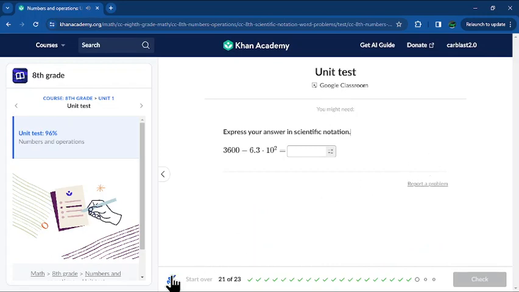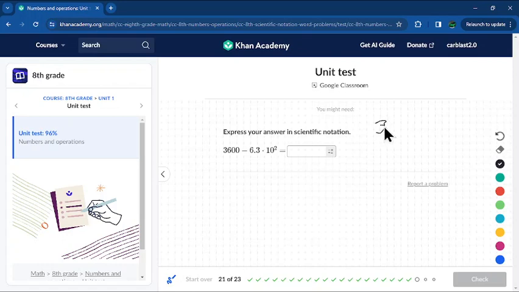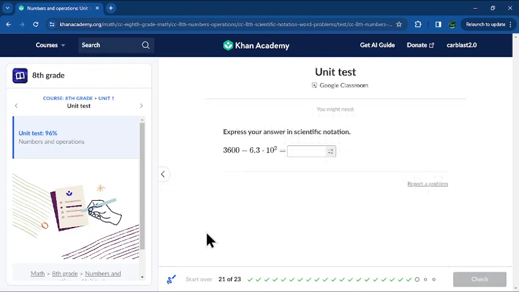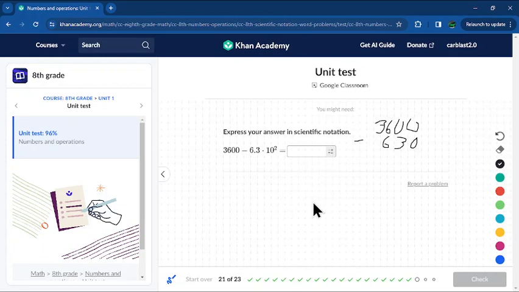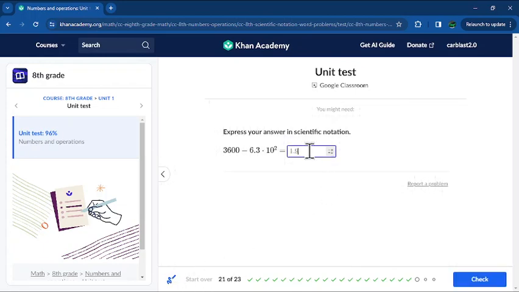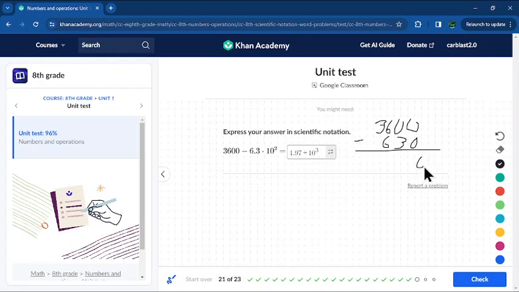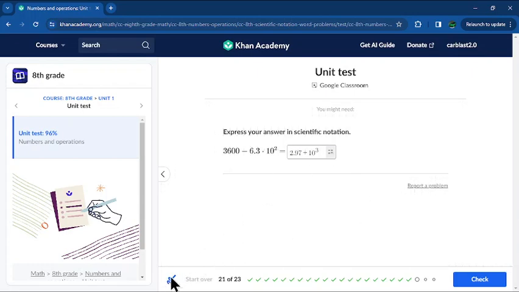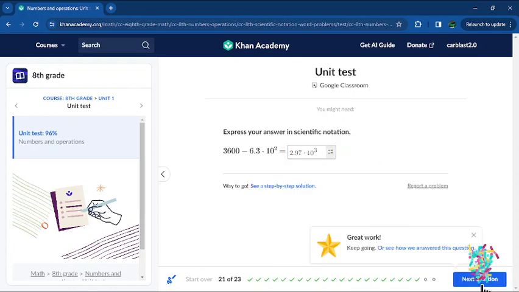Express your answer in scientific notation. We have 3,600 minus 630, with the 0 at the end. Think about it. 6.3. Move once, move twice. Boom, it's 630. So the answer is 1,970, or 1.97 times 10 to the 3rd. I think. If you do the math, that'd be 7.35 minus 6 is 29. I made a mistake. Ignore what I did. There you go. And also, it's not a plus sign. What am I doing? It's a multiplication sign. There you go. Answer is correct.